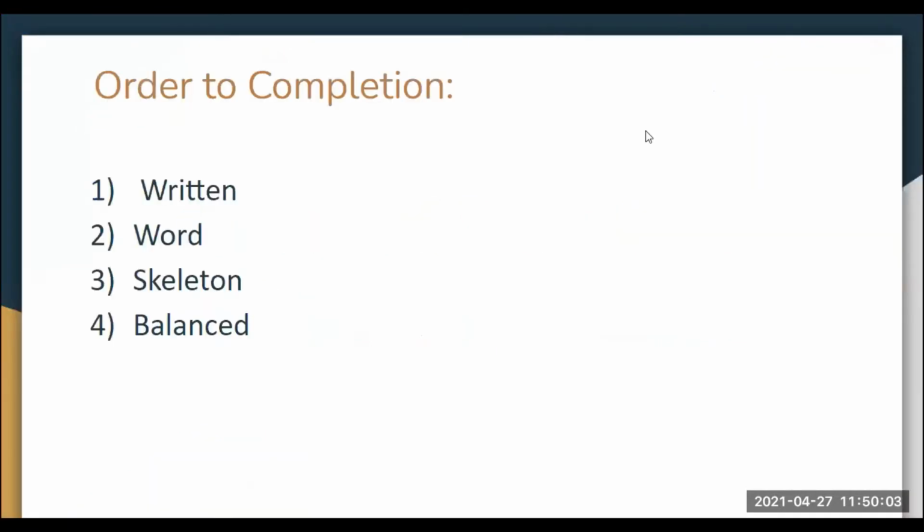You should be able to start on any step and work your way to step 4. And wherever you start, you do have to do all the steps below it. So the first step is to go from written. Your second step is to go from word. So you go from written to word. Then you go from 2 to 3, which is from word to skeleton. And then you go from 3 to 4, which is from skeleton to balanced.